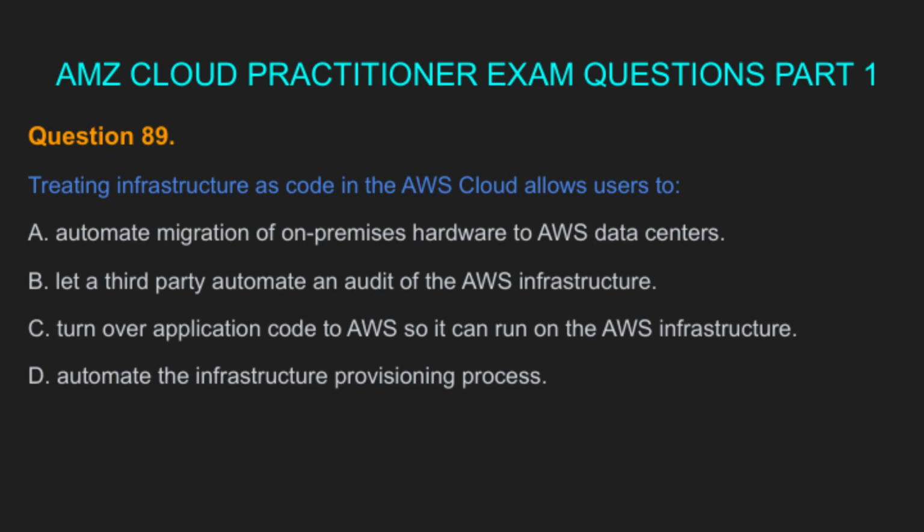Question 89. Treating infrastructure as code in the AWS cloud allows users to A. Automate migration of on-premises hardware to AWS data centers. B. Let a third party automate an audit of the AWS infrastructure. C. Turn over application code to AWS so it can run on the AWS infrastructure. D. Automate the infrastructure provisioning process. The answer is D. Automate the infrastructure provisioning process.